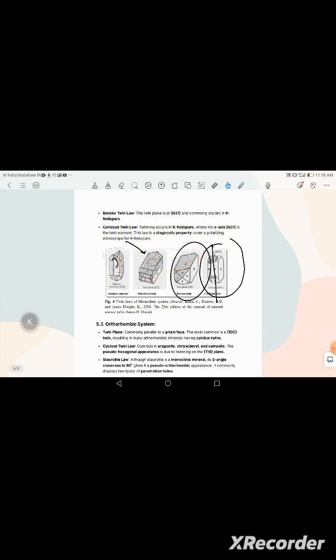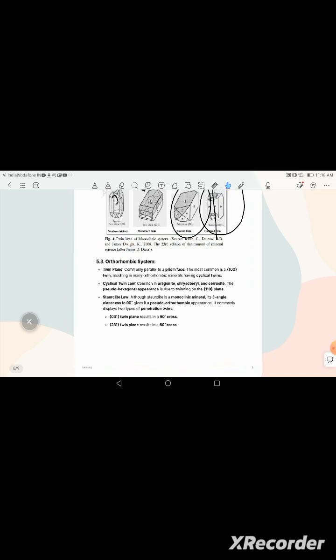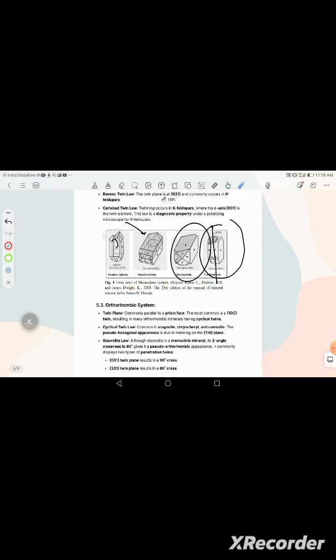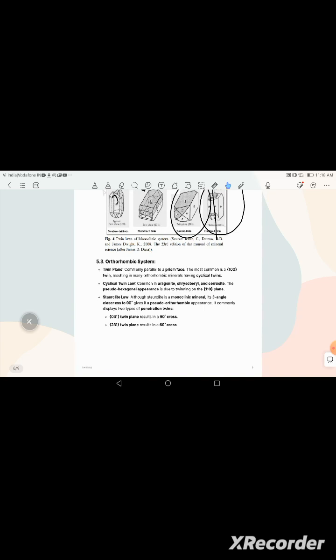Then comes the orthorhombic system. So in the orthorhombic system we have a twin plane, that is 100. Where we had the 100, we had the 100 in the swallowtail. So orthorhombic is also showing similar to the swallowtail. The twin plane is commonly with the prismatic face, the most common is the 100 twin resulting from the orthorhombic mineral, and the cyclic twins are aragonite, chrysoberyl, and cerussite. These show the pseudo-hexagonal appearance due to the 110 plane.